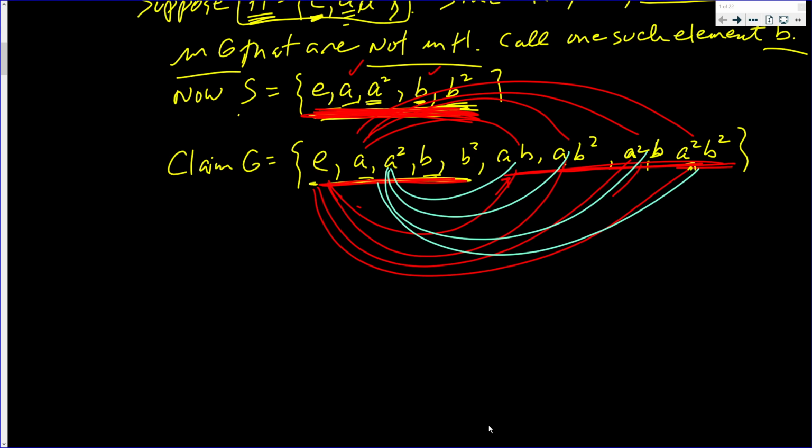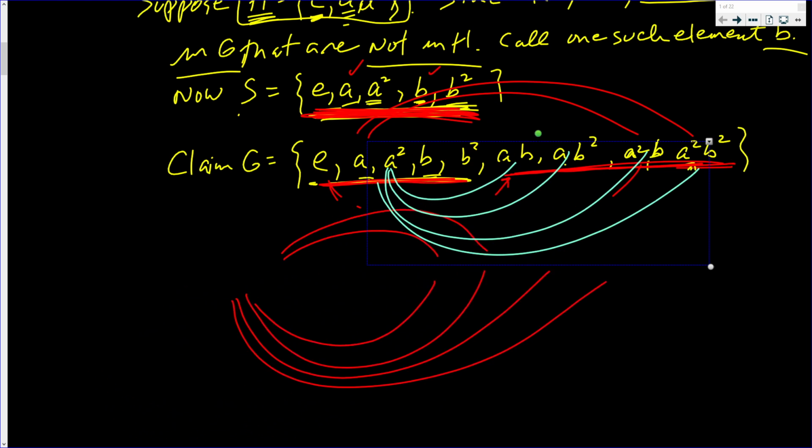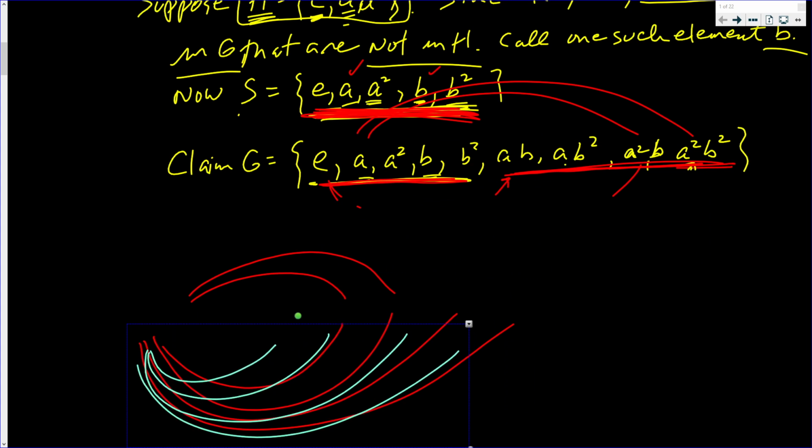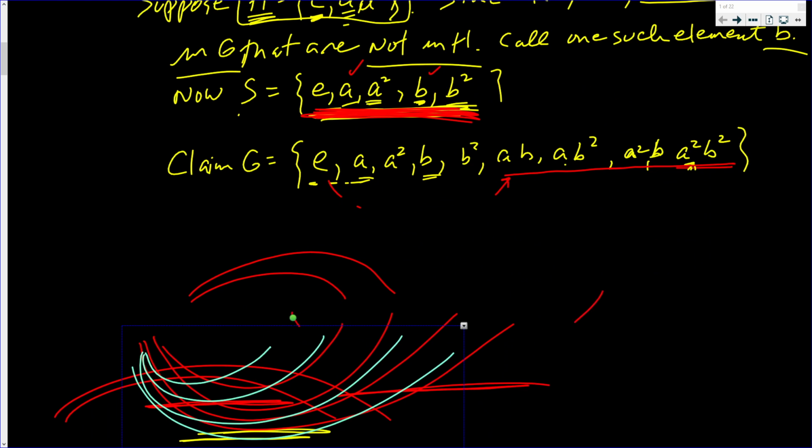Okay, so now why is this a group? So now we have the group. This is the group. Okay, this is the only group of 9 elements that doesn't have a generator. This is it. Now, why is this group abelian?